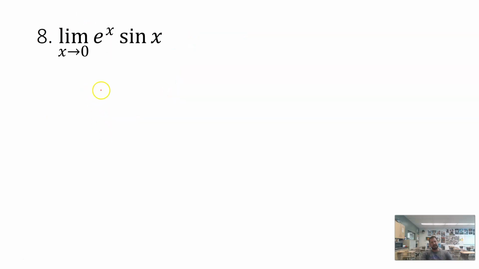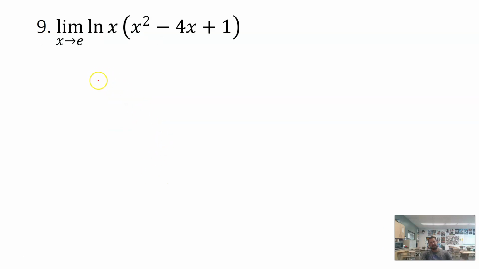On number 8, I just take 0, I plug it in, e to the 0 times the sine of 0. E to the 0 is 1, the sine of 0 is 0, so 1 times 0 is 0. No indeterminate form here. A little bit different because we've got an exponential function, but it still works the same way. This one, I've got the ln of e times e squared minus 4e plus 1.